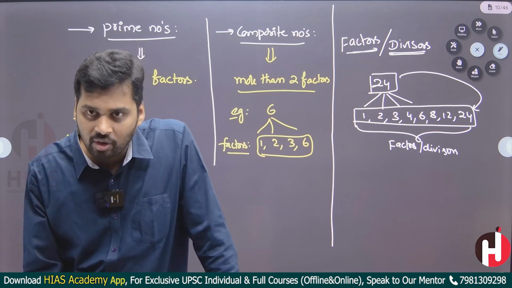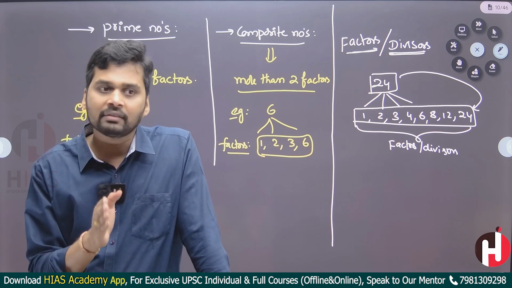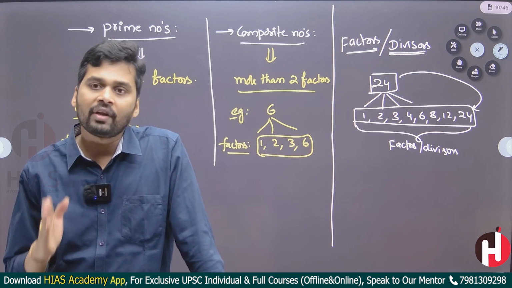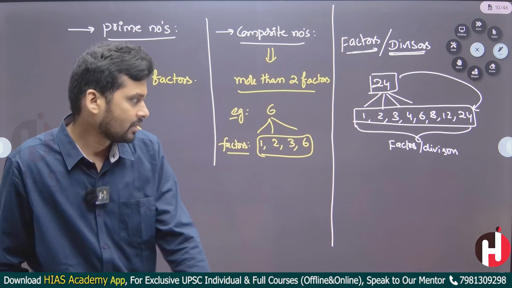So prime number means what? If any number has only 2 factors, that number is called prime number. And composite number means what? If any number has more than 2 factors, those numbers are called composite numbers.